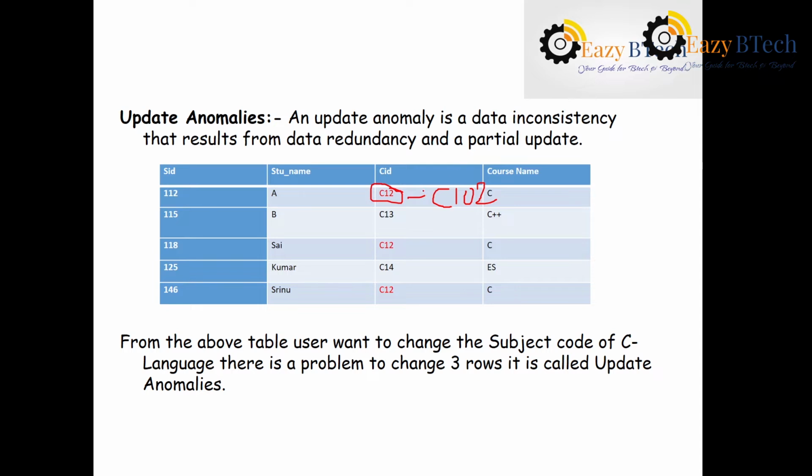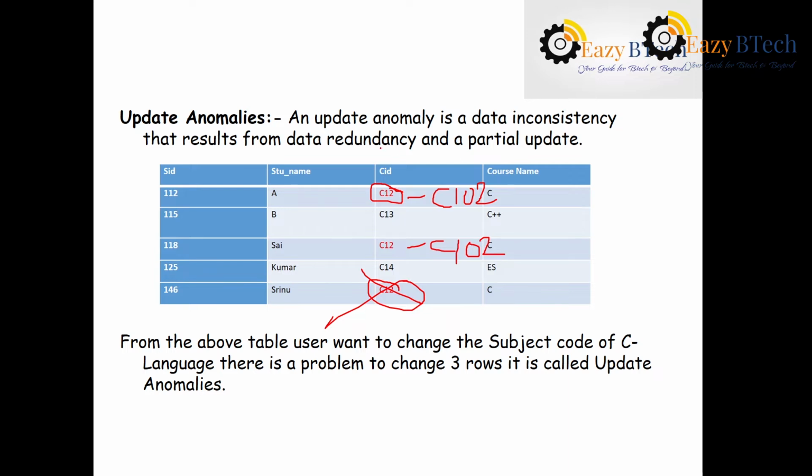I wanted to update around 1, 2, 3. Suppose I forgot to update. Okay, I updated here C102 and Sai, student number A and student number Sai updated, but I forgot to update it to Srinu. Okay, automatically a problem. What is the problem? Only these students appear for the C language. These students can appear for another exam.